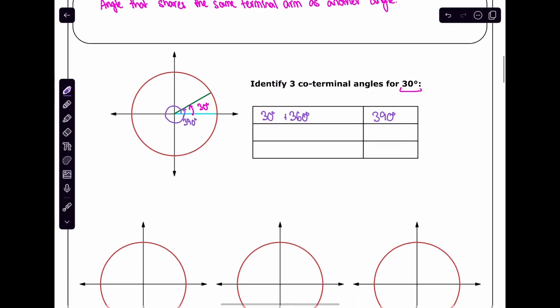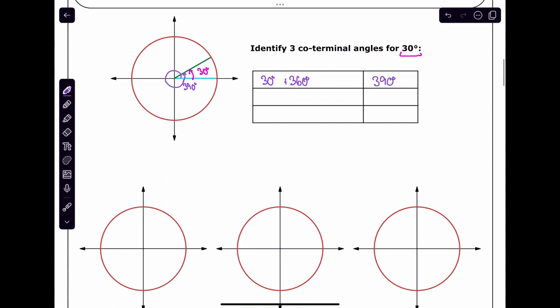So if we're going to graph it on its own, this is our initial arm. It's going to share the terminal arm with 30. It's going to go all the way around one time, crossing the x-axis, and then touching the terminal arm. So that's 390 degrees.